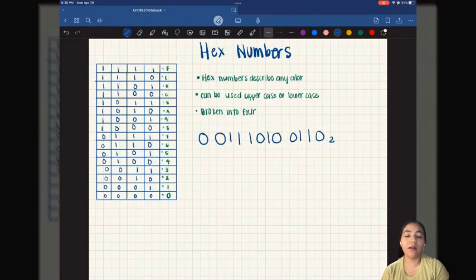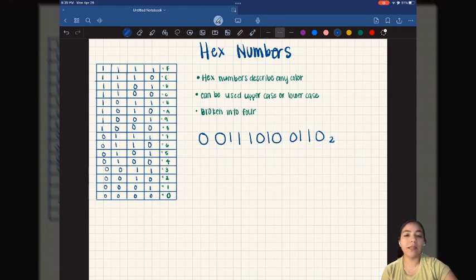Last but not least, in our number conversions, we are going to be looking at hex numbers. Hex numbers are used to look at any kind of color. In our hex table here to the right, you can see that we are going to have 16 characters. So we are going to be looking at our digits 0 through 9, and we are also going to be looking at A, B, C, D, E, and F. That's in our right hand column, and then these are the binary conversions of those digits.